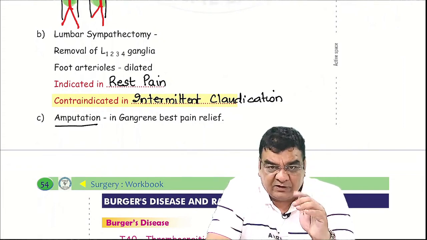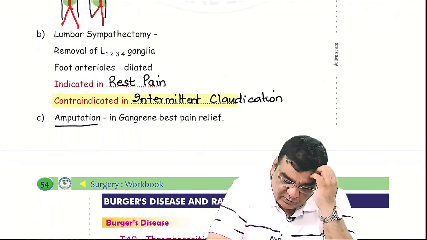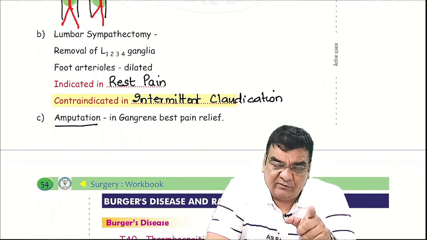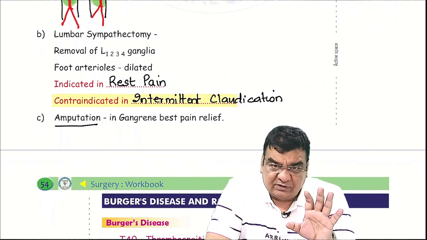ABPI, ankle pressure versus brachial pressure. 1.1 plus minus 0.1, or 1.1 plus minus 0.2, is normal. Less than 0.9, intermittent claudication; less than 0.5, rest pain; 0.3, critical limb ischemia; and 0.1, gangrene. Right? Color Doppler, investigation of choice. You know there is an obstruction here.